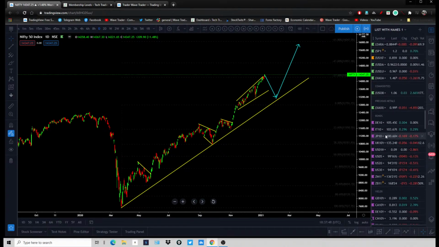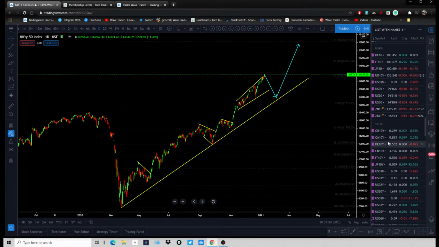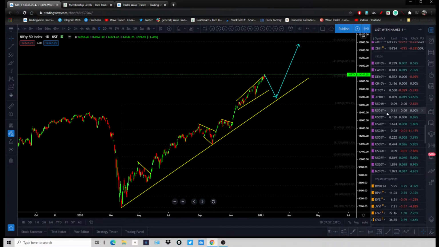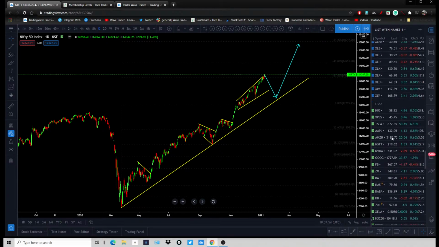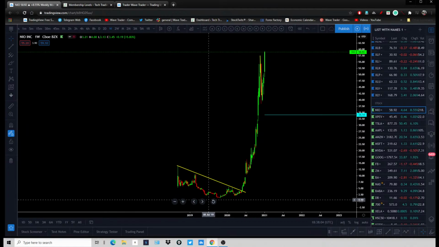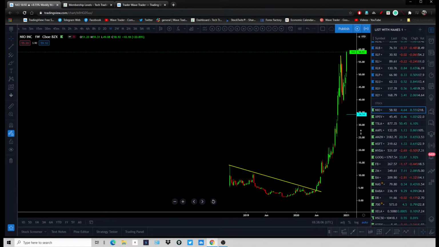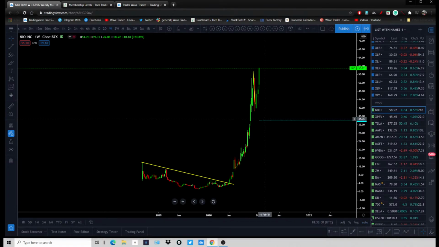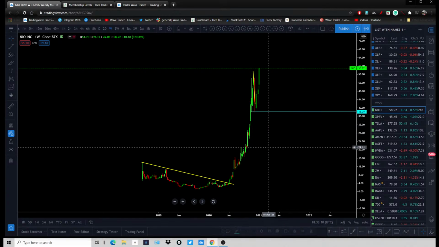Let's look at a couple of others, and then we're going to finish. It's almost going to be 2 hours, guys. Thanks for your patience. So there you got NEO breaking the previous high. It's simply breaking the previous high, so it has the potential.